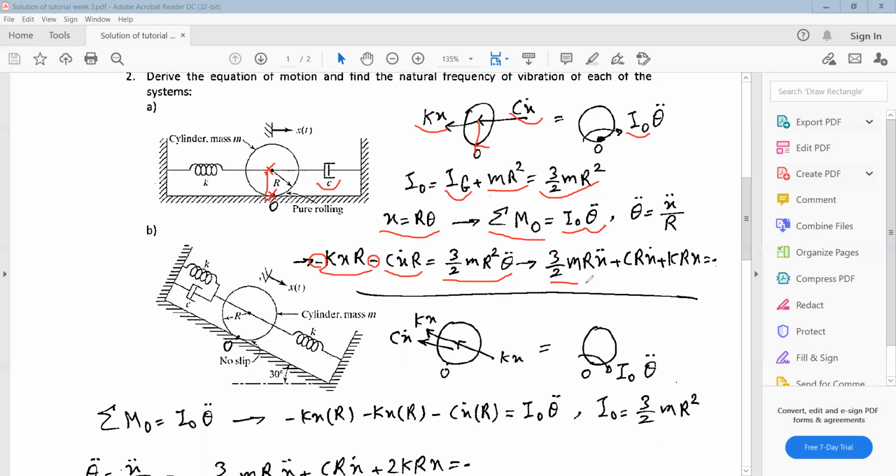So this is the equation of motion, and the natural frequency of the system is the square root of the coefficient of x divided by the coefficient of x double dot. So you can calculate omega n.